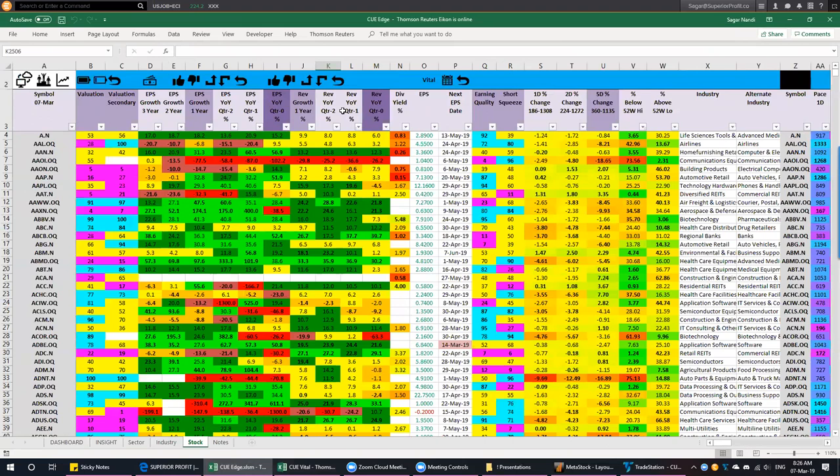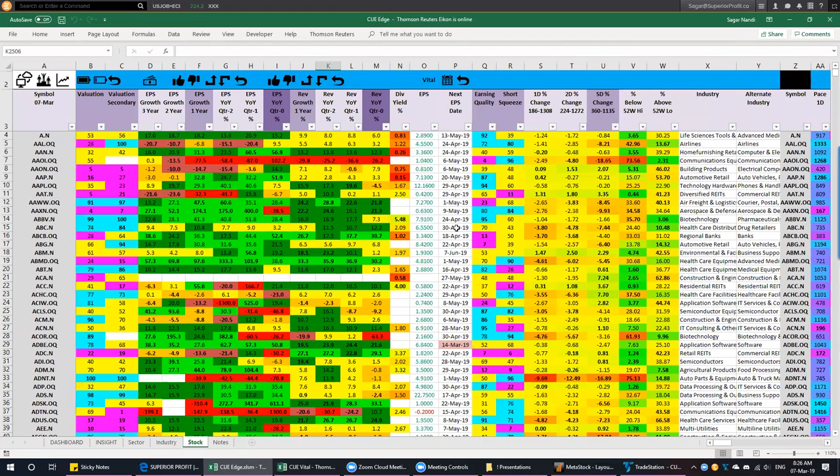Let me go through all the buttons. The first one is download from cloud and cache. QH and QVital both calculate everything continuously in real time when streaming is on. It is connected to Thomson Reuters, so it gets all the data constantly, calculates everything, keeps it in cache. The moment we click this button, it refreshes our view from cache.